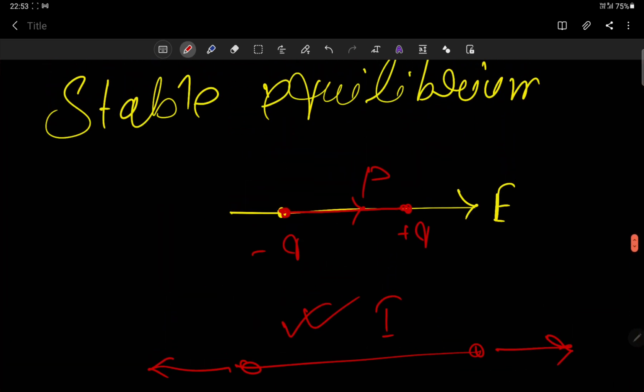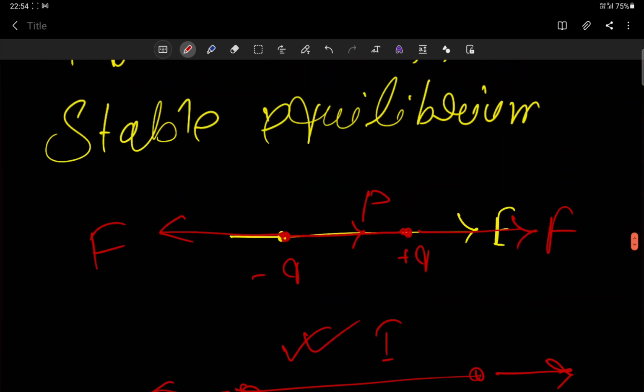In a similar manner, when the forces are pulling these two charges, then it is stable equilibrium. Force is acting on the plus q in this direction and force is acting on minus q in the opposite direction. So these two forces are pulling, and this is the stable equilibrium.